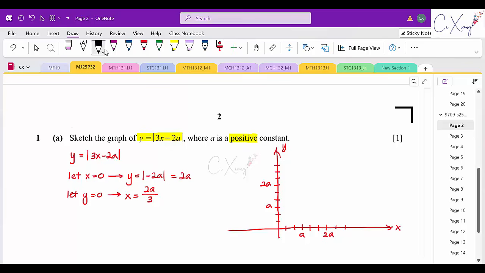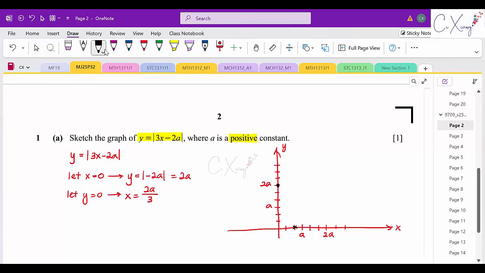Just now we already found the points on the graph. So x equals 0, y equals 2a. This is a point. Then when y equals 0, x equals 2a over 3. So 2a over 3 will be somewhere here.